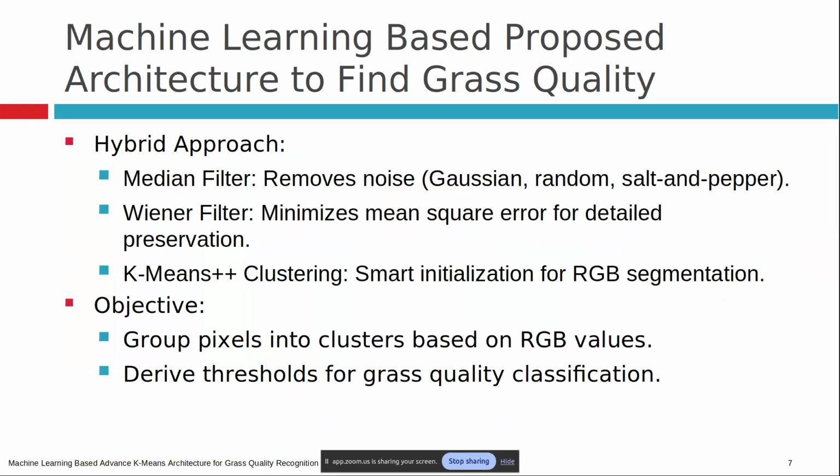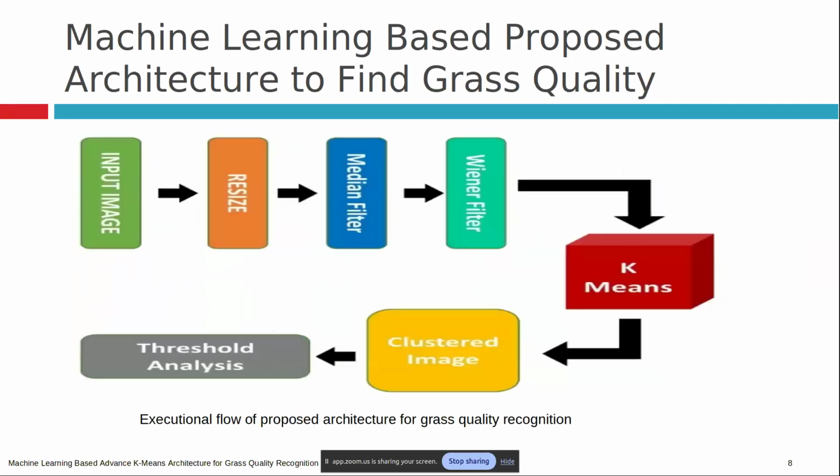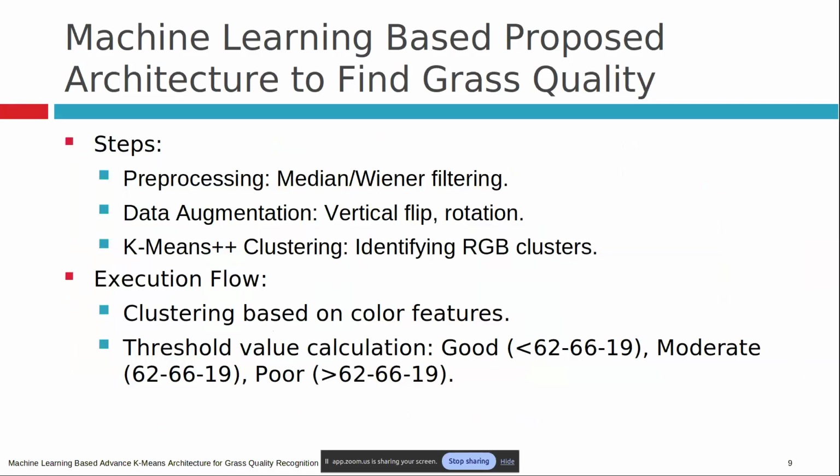We use the median filter to remove noise like Gaussian and random noise. We use the Wiener filter, and we use the k-means plus plus color clustering algorithm to identify the RGB color range. This is the way we did the entire process. Then we get three ranges for the quality of the grass based on the RGB format: good, moderate, and poor quality.